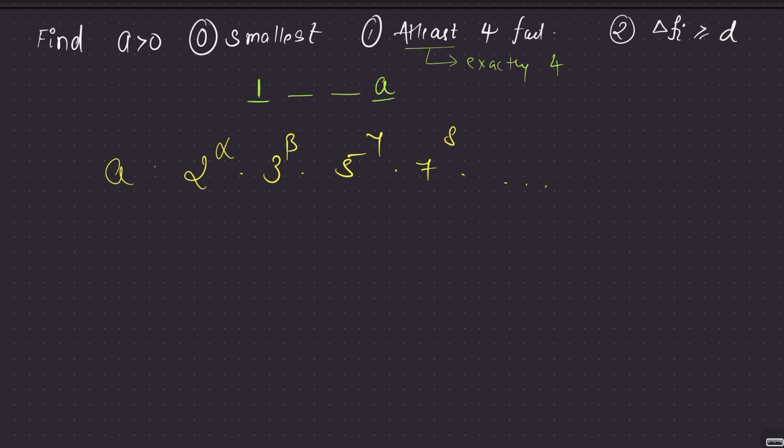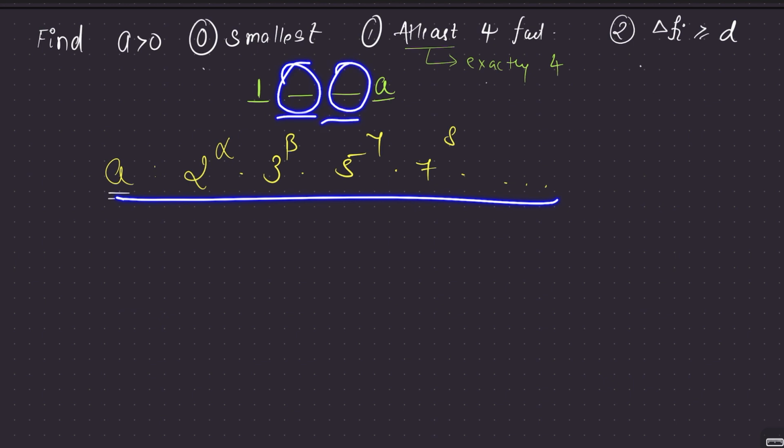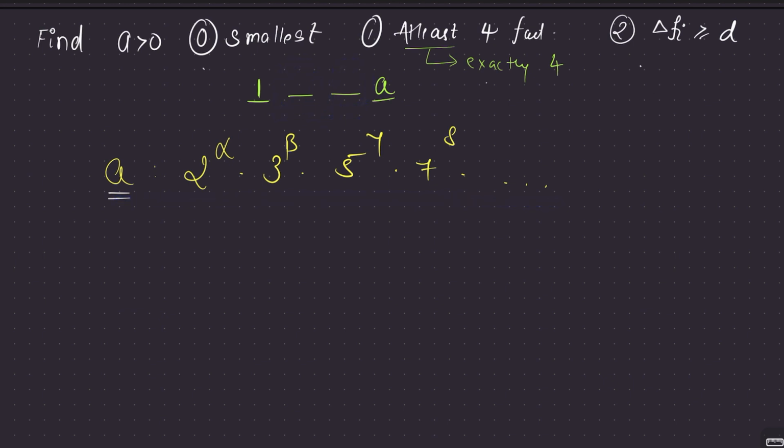And we are now under the assumption that all the conditions are being satisfied, in the sense that this A is smallest, it has at least 4 factors, and the difference between any 2 of them is at least D. So if we know this about the prime factorization, can we get some idea about this alpha, beta, gamma? That's what I'm trying to see. If we can get some idea here, then maybe we can get an idea how to fill these 2 gaps. That was my understanding.